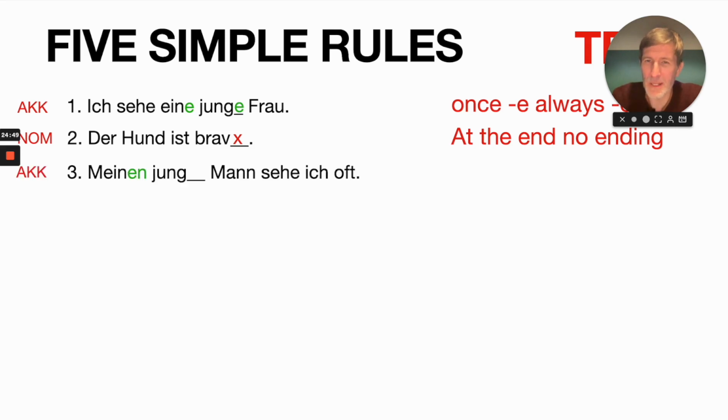Meinen jungen Mann sehe ich oft. What rule do you apply? What is the ending? Once en, always en. Therefore, meinen jungen Mann.